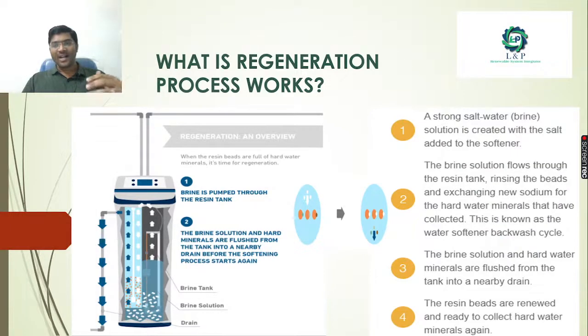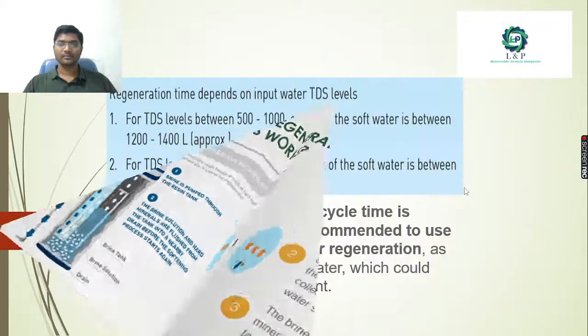Okay, how is the regeneration process happening? See here, this is a brine tank. We are putting the brine solution inside it. So brine is pumped through the resin tank. Now the brine solution and the hard minerals are flushed from the tank into the nearby drain pipe.